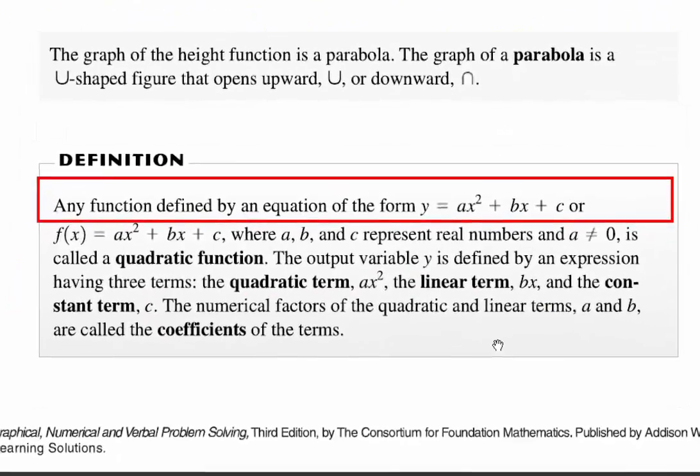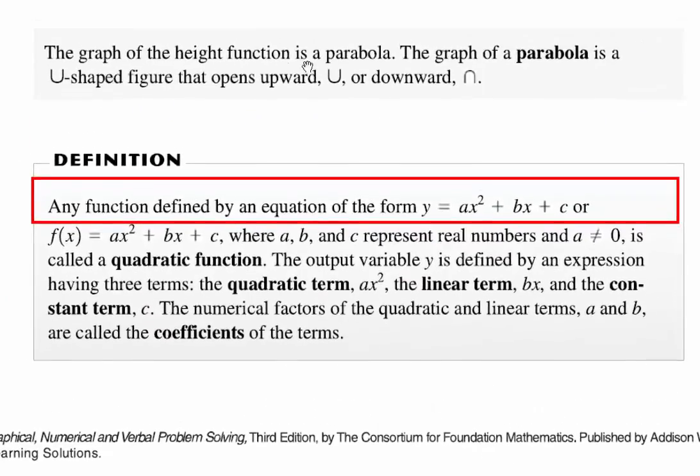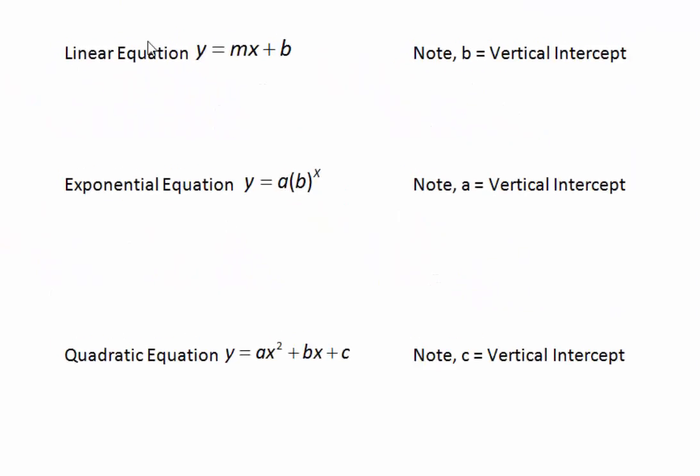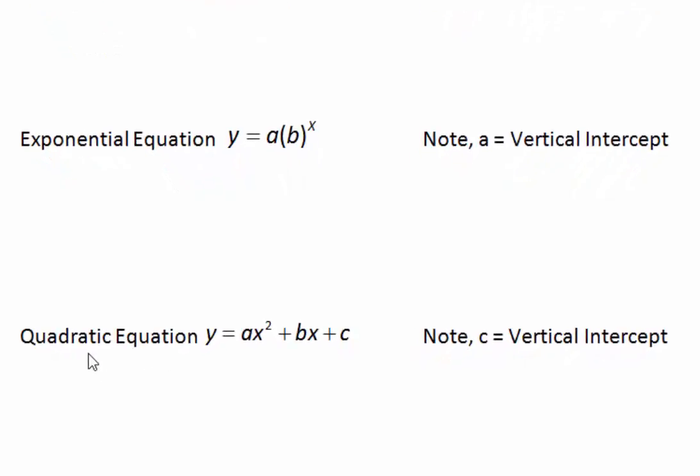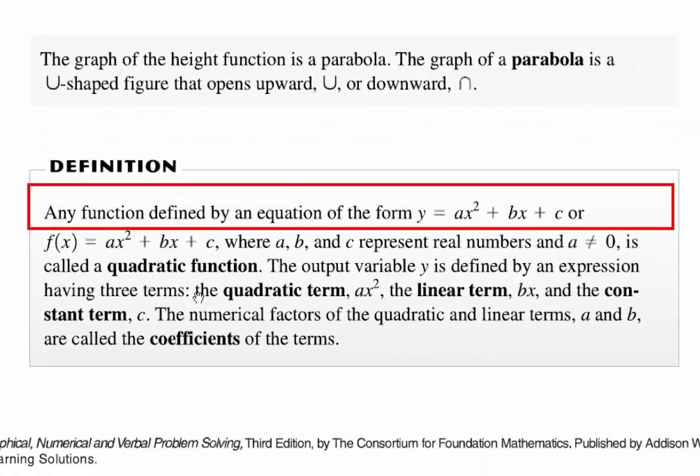Next, they give us a definition, right? They say the graph of the height function is a parabola. The graph of a parabola is a U-shaped figure that opens up or down. And then I gave you earlier the form of a quadratic equation, y equals ax squared plus bx plus c. Right? I think on the first video I showed this slide. Right, so a quadratic equation or quadratic function is y equals ax squared plus bx plus c, where c was the vertical intercept. So here's our definition.